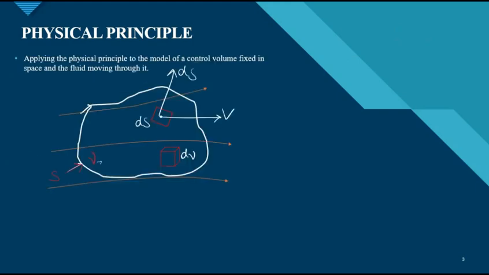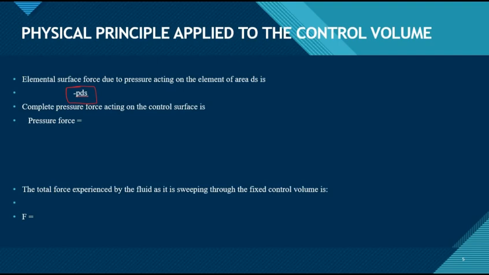When you look at this control volume, this is the direction of dS, which is pointing out of the control volume, which means my pressure is acting opposite to the direction of dS. That is, the pressure force is acting on the control volume due to the surroundings. If I want to write the complete pressure force that is acting on the whole control surface, that would be the surface integral of minus p dS. This would be our equation 4.